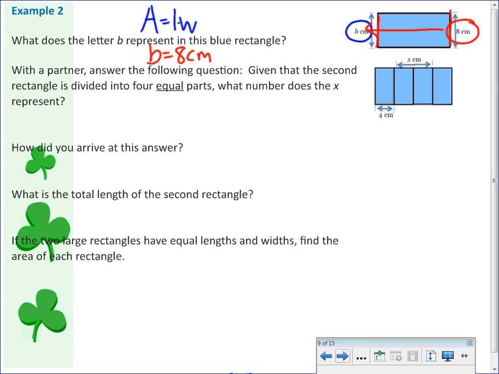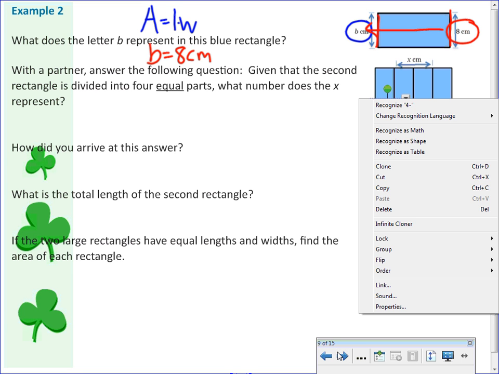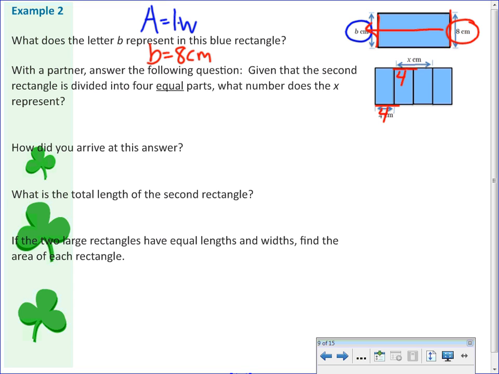Now let's take a look at the second rectangle. This is 4 centimeters. And the information is telling me that each segment is equal. So if each is 4, if that's 4, that's 4, that's 4, what would X equal? I see here that X equals 2 of those units. So what would X equal? X would equal 8 centimeters. Good. X equals 8 centimeters.